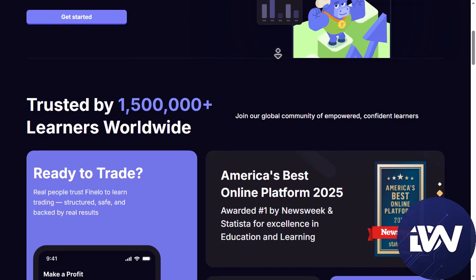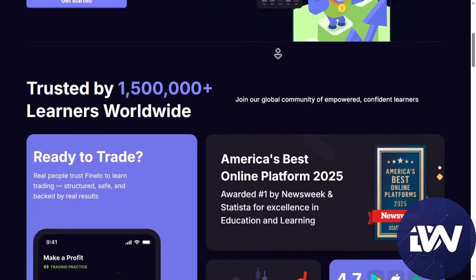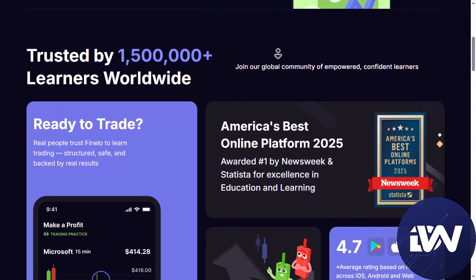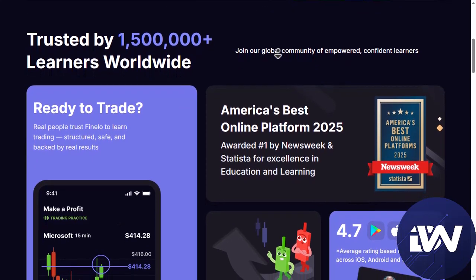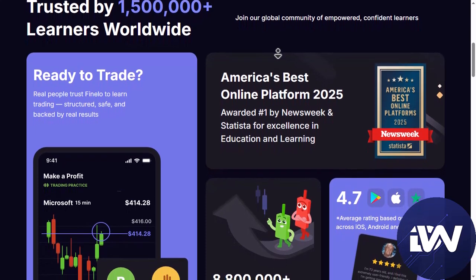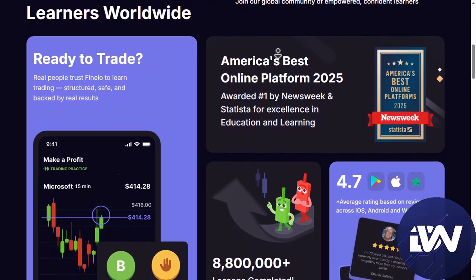Once your account is funded, head to the trading dashboard. You'll see markets like stocks, crypto, or forex, depending on your account type. Before placing a trade, always analyze the market. Use the charts, indicators, and Finelo's tools to make informed decisions.